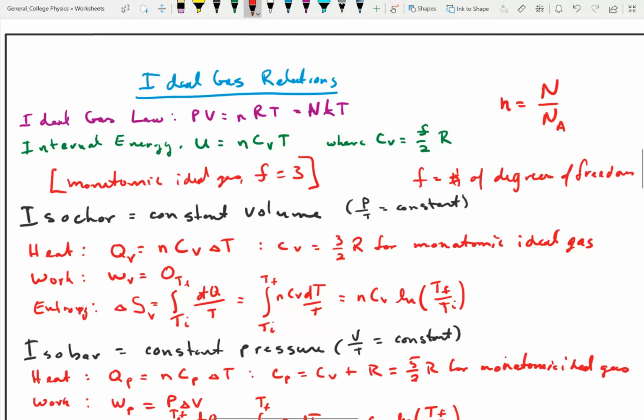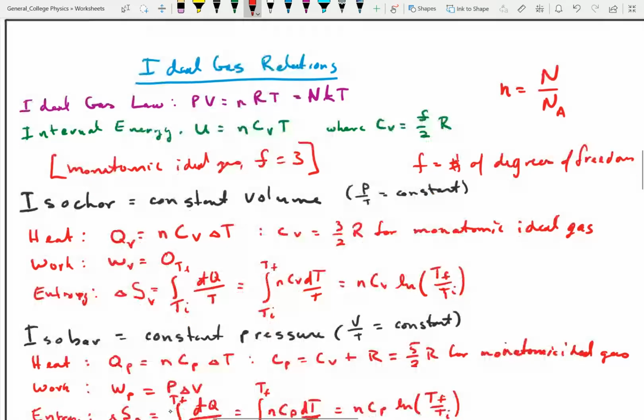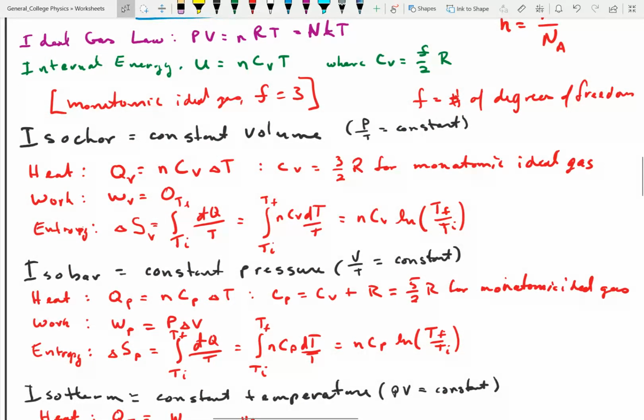Now we have the isochoric process, and isochoric is constant volume, which means, according to the ideal gas law, pressure divided by temperature is a constant. The heat for an isochoric process is QV, I put the subscript V just to indicate it's constant volume, equal to n CV delta T, where CV is 3/2 R for a monatomic ideal gas. The work is equal to 0. That TF is a limit for the integral below.